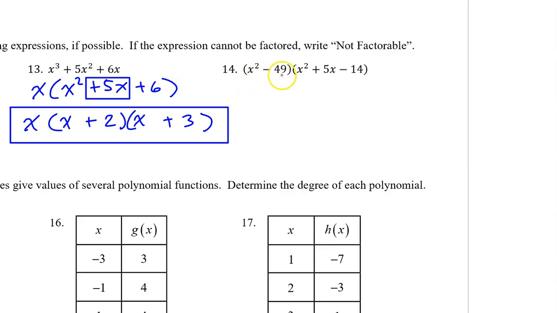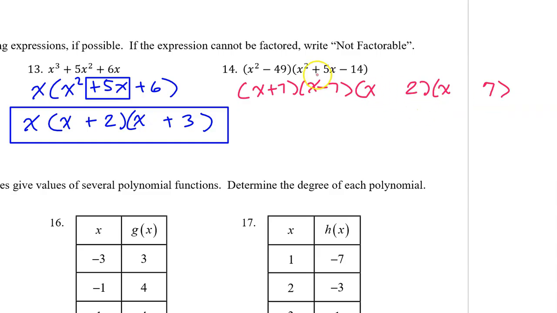Well, the first factor is the difference of two squares. So we can definitely factor x squared minus 49 as x plus 7 times x minus 7. Focus your eyes on the trinomial now. This will probably factor as a binomial times a binomial. X squared will only factor as x times x. 14 will either factor as 2 times 7 or 1 times 14. Looking at the middle term of 5, let's go with 2 times 7.